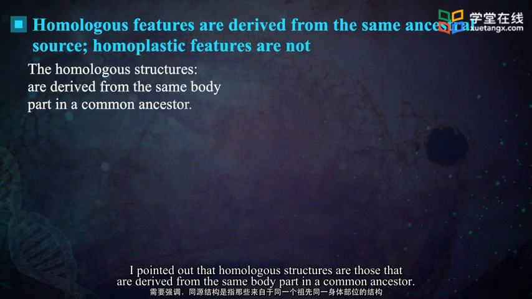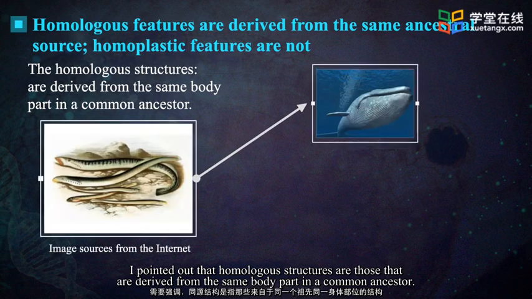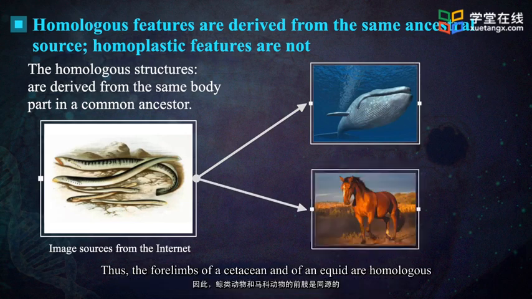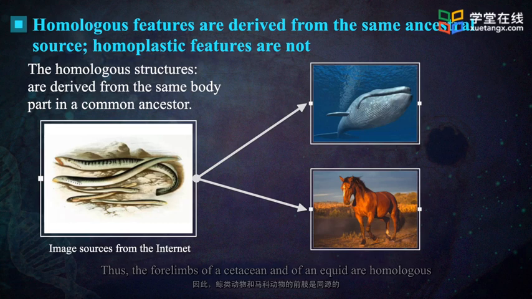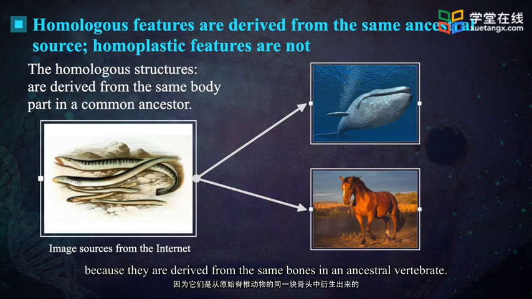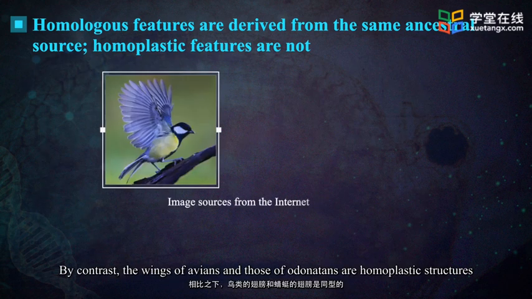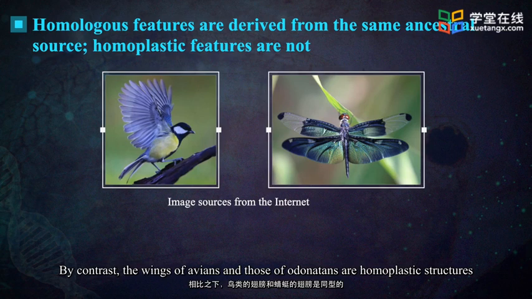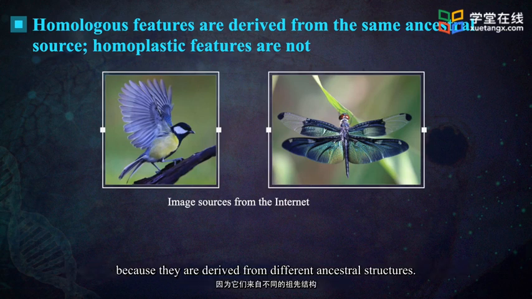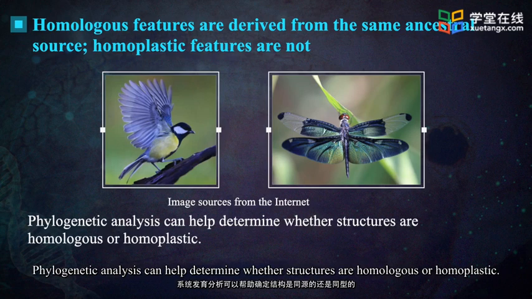I pointed out that homologous structures are those that are derived from the same body part in a common ancestor. Thus, the forelimb of a cetacean and of an equid are homologous because they are derived from the same bones in an ancestral vertebrate. By contrast, the wings of avians and those of odonatans are homoplastic structures because they are derived from different ancestral structures. Phylogenetic analysis can help determine whether structures are homologous or homoplastic.